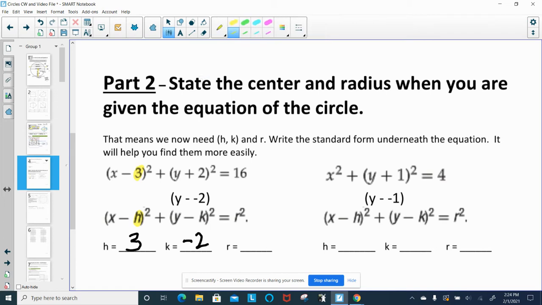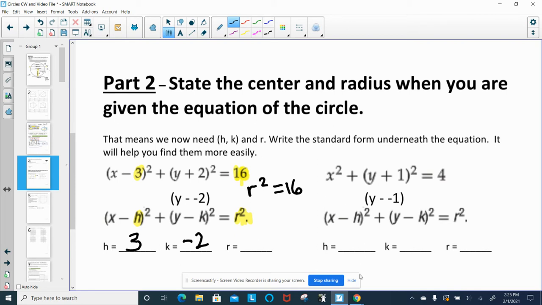Now, in order to find out what r is, this is a little more difficult for kids because in the equation, this is r squared. What we have here is r squared equals 16. I'm going to write that out, and I'd like you to write that in your notes. So I have to figure out what value of r, when I square it, would give me 16. I need to come up with a number that when I square it would give me 16.